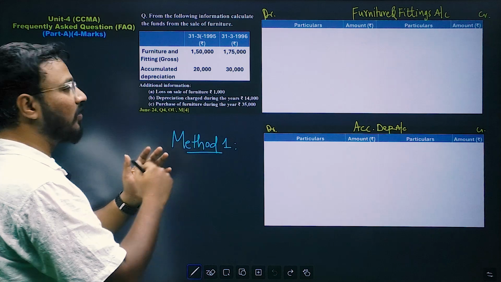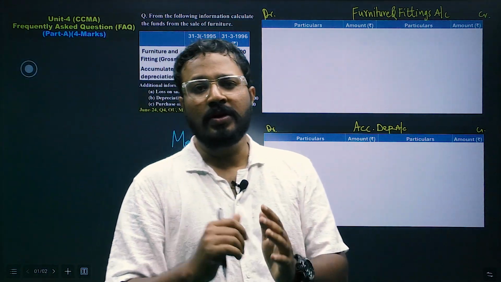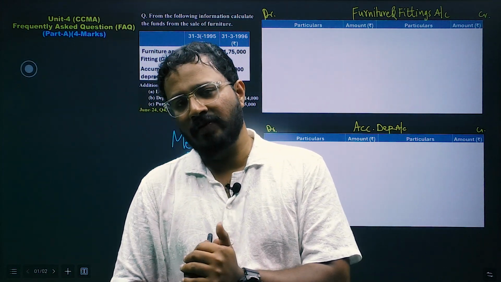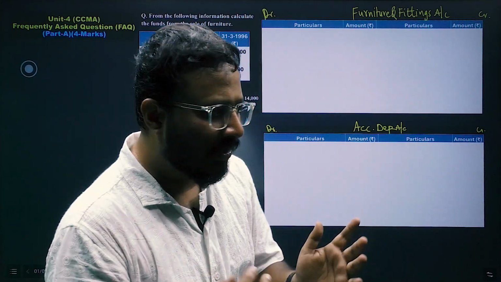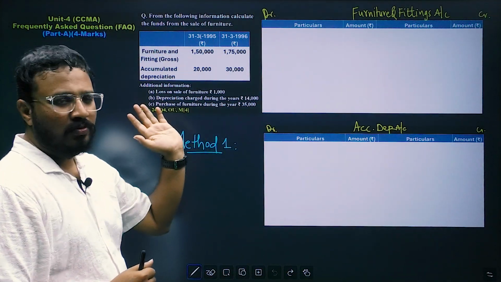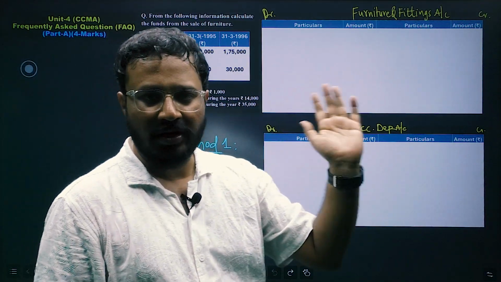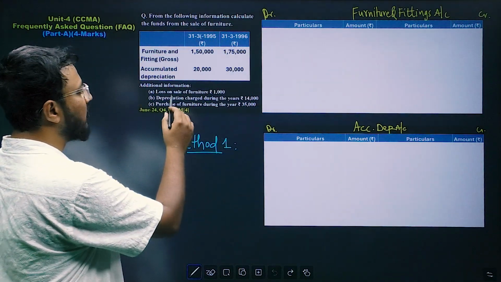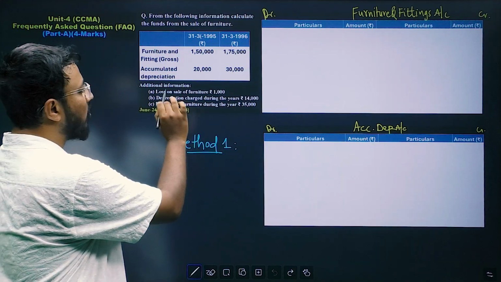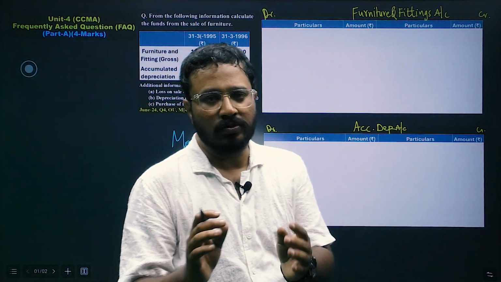Next, additional information is given. What is asked? What is the amount received from the sale of the furniture. So he has given the opening and closing balances of fixed assets account and accumulated depreciation. Additional information is giving the information: loss on sale of furniture is 1,000 rupees.